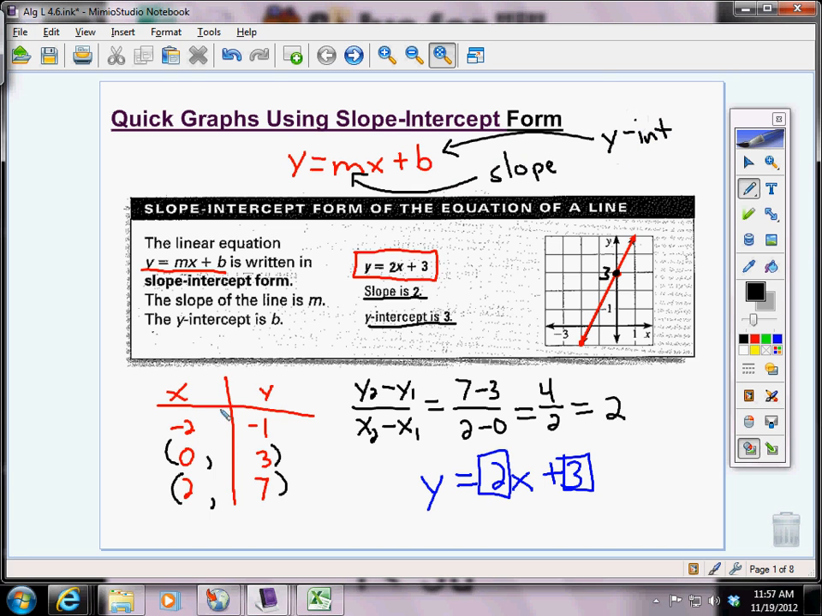So we really didn't have to do any of this work down here. We can just look at this equation and say, oh, our coefficient of x is 2. That means 2 is the slope. We're adding on a 3. And that means that's our y-intercept. Okay? So slope-intercept form is going to save you a lot of work because it identifies the slope and y-intercept for you. Let's try an example.